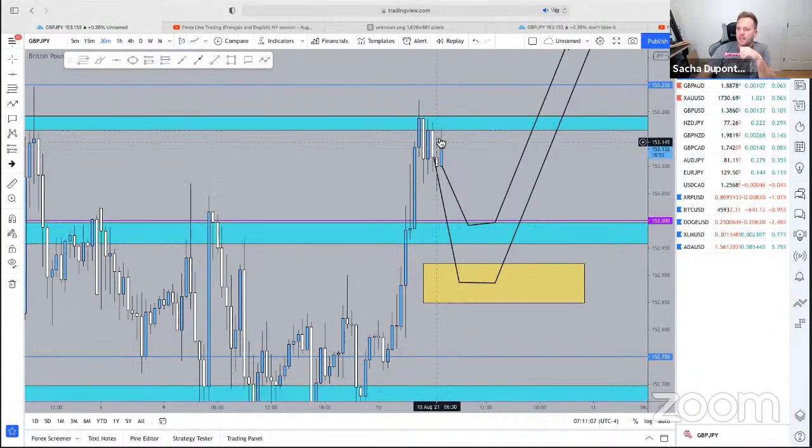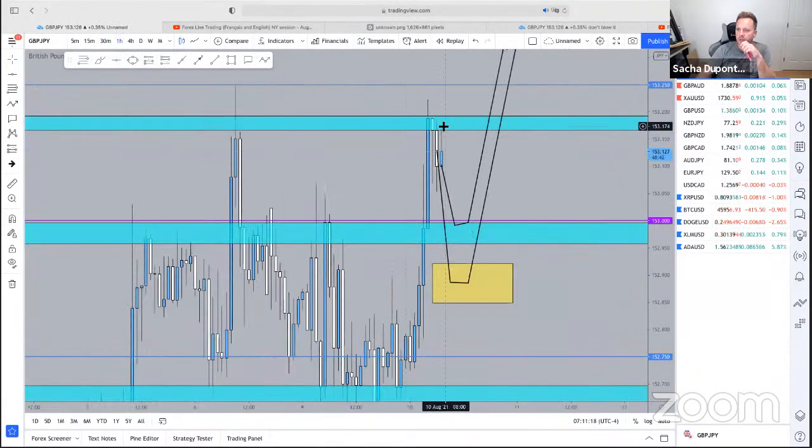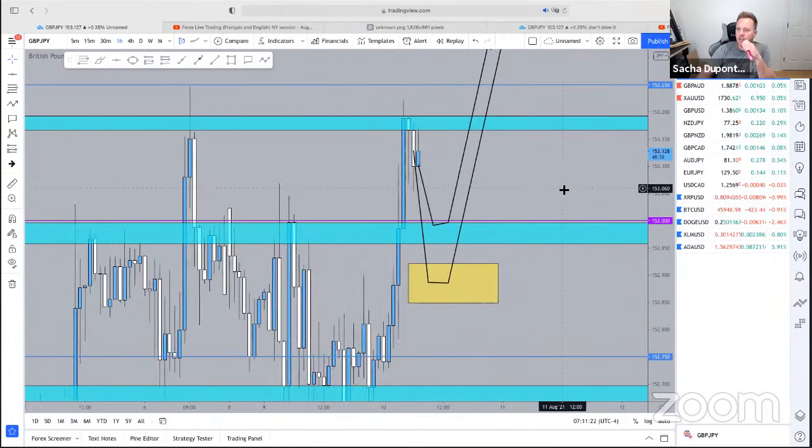But right now, this 30-minute actually did break the previous high, so we'll see. But 1 hour did respect it. So 1 hour is a higher confirmation time frame.